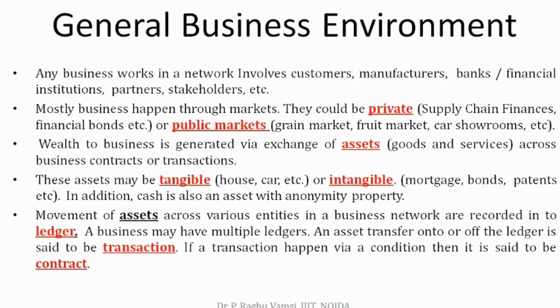It is a kind of transaction. Like that, the assets which are going across various entities in a business network are recorded into a register, which is called a ledger. A business may have multiple ledgers. An asset transfer onto or off the ledger is said to be a transaction.